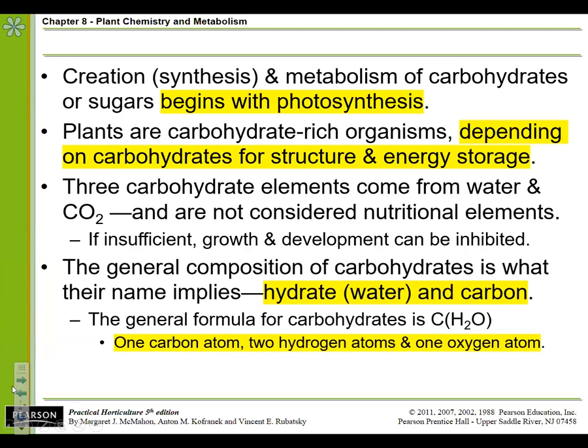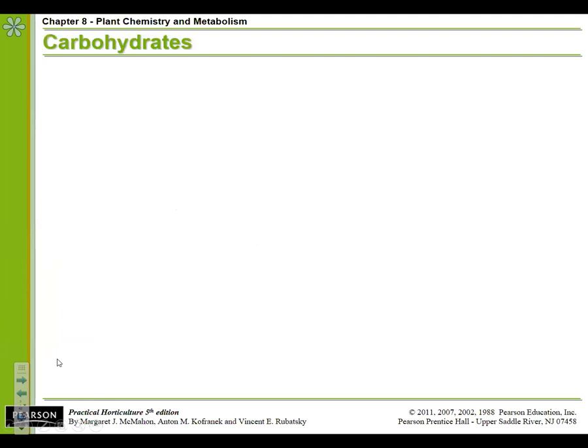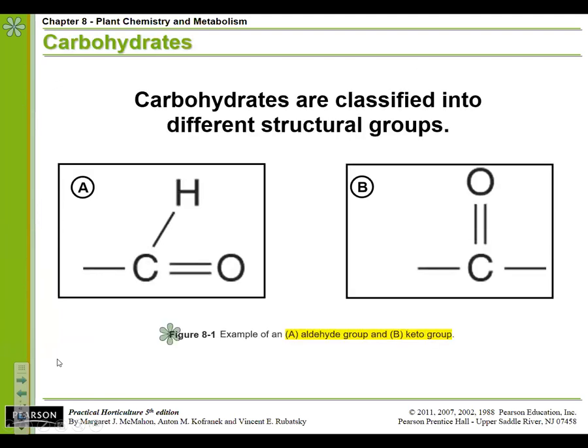So the general composition of carbohydrates is just what the name implies. Carbo is carbon, hydrate is water. So the general formula for carbohydrates is carbon with a water. One carbon atom, one water molecule. But as we know, that's just kind of the general basis. It gets much more complicated than that.